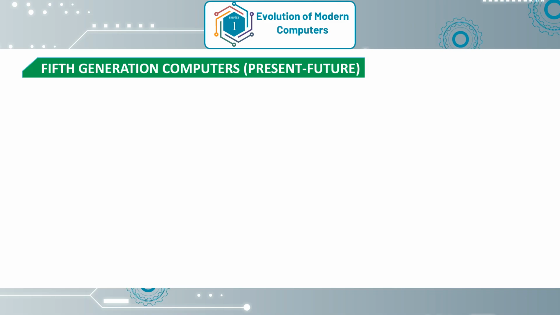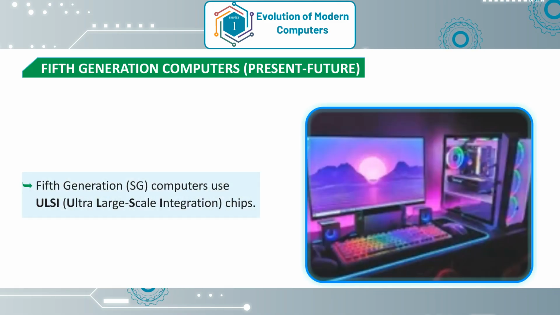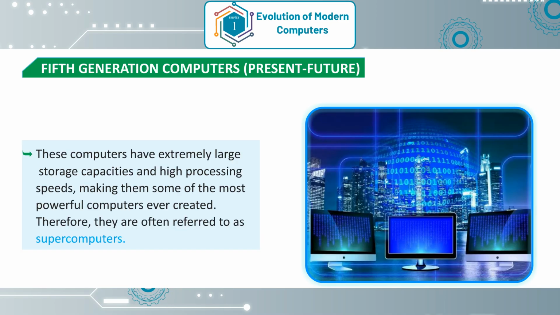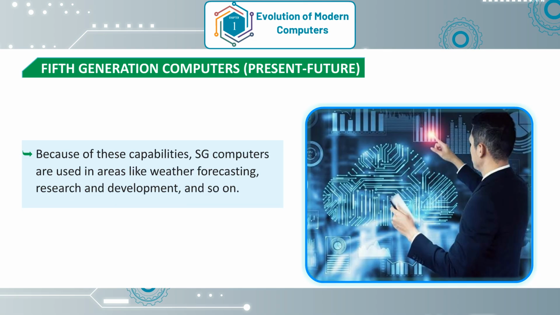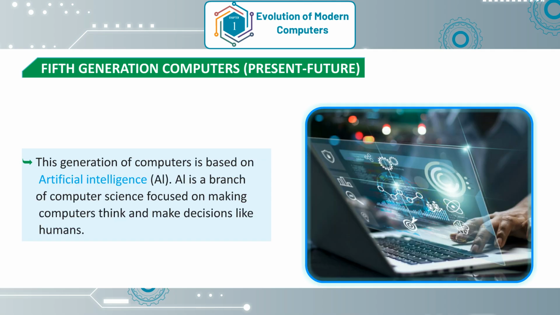Fifth-generation computers, present and future. Fifth-generation (5G) computers use ULSI, ultra-large-scale integration chips. These computers have extremely large storage capacities and high processing speeds, making them some of the most powerful computers ever created. Therefore, they are often referred to as supercomputers. Because of these capabilities, 5G computers are used in areas like weather forecasting, research and development, and so on.